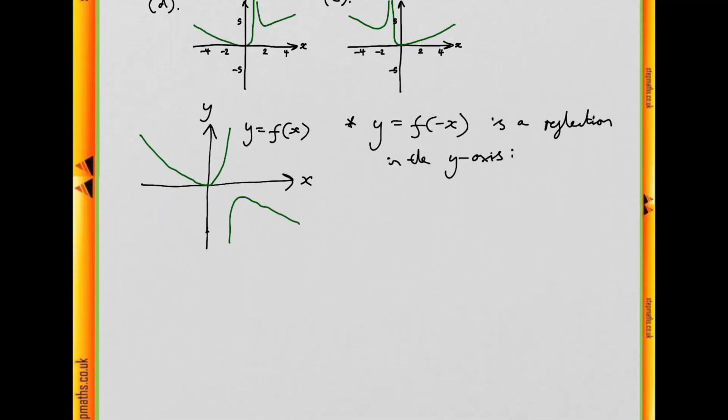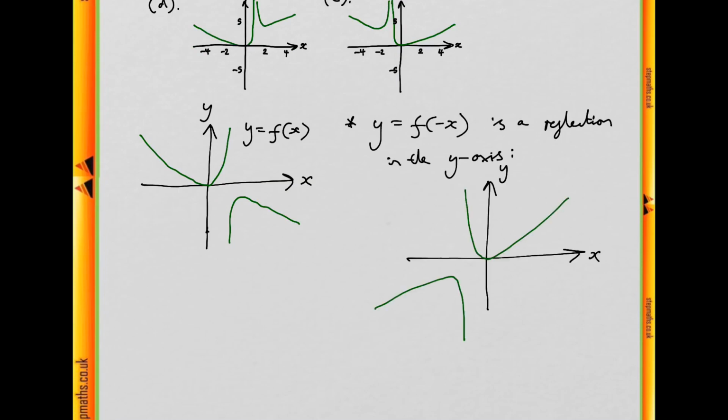So what does that do to this curve? Well, if we reflect it in the y-axis, this portion here now goes to here. It's reflected in here, and that taily bit there goes here, and now this bit that was over here goes over here. So it looks like this.